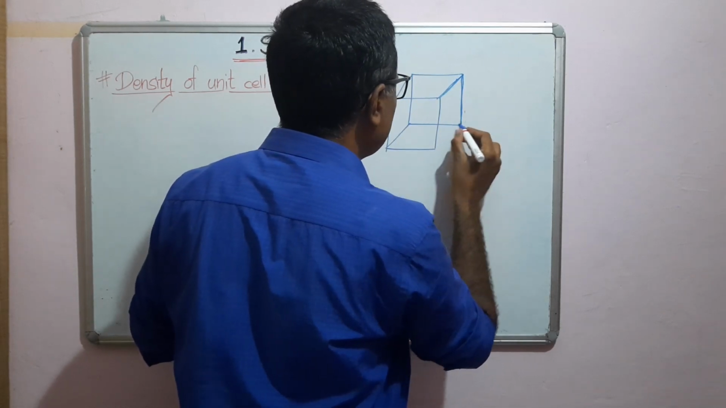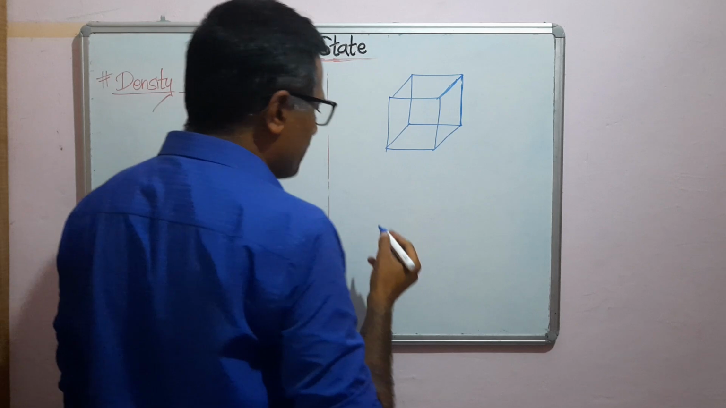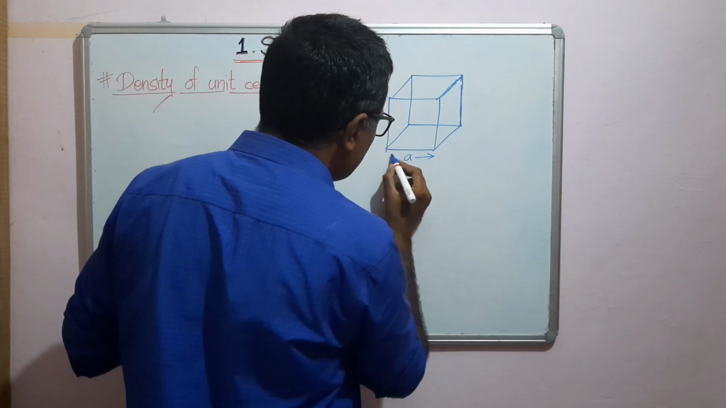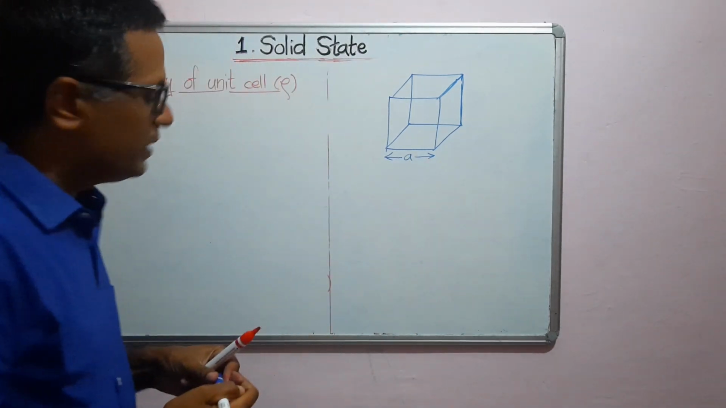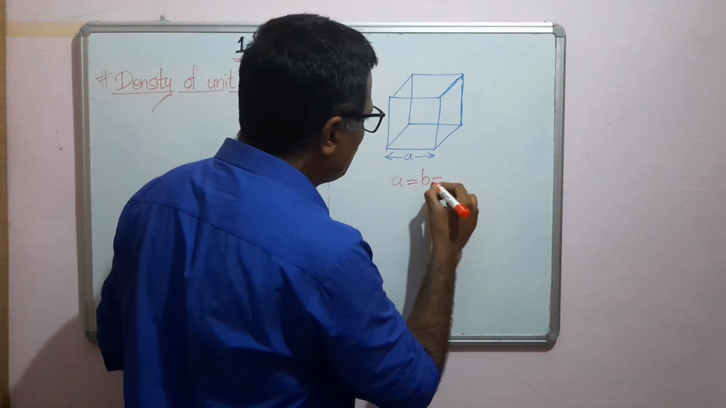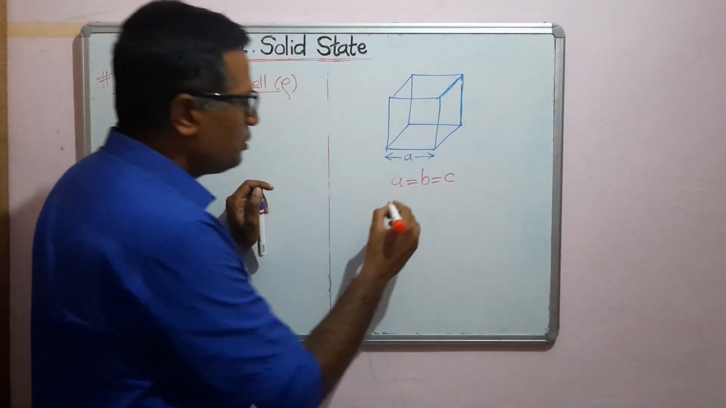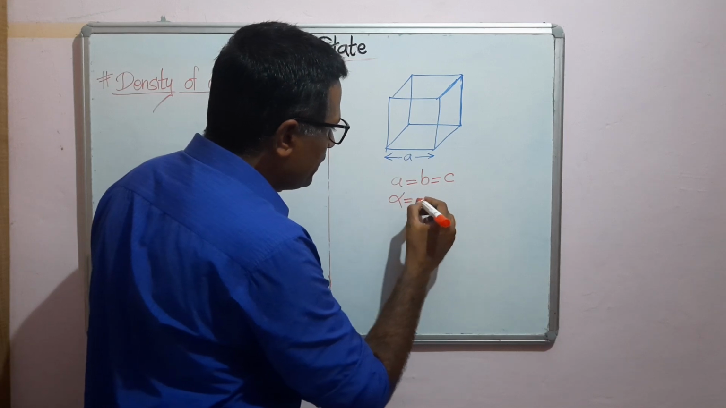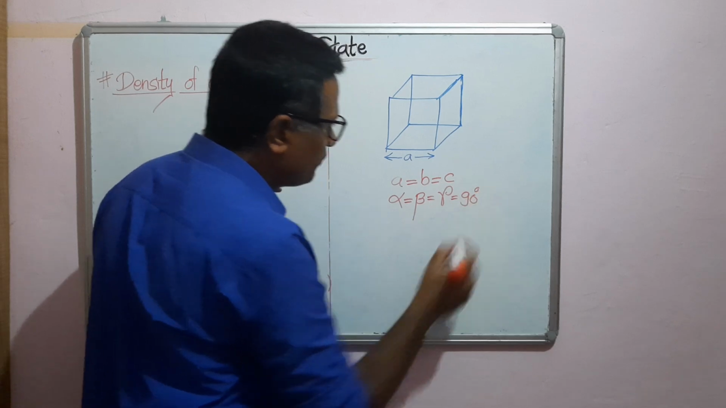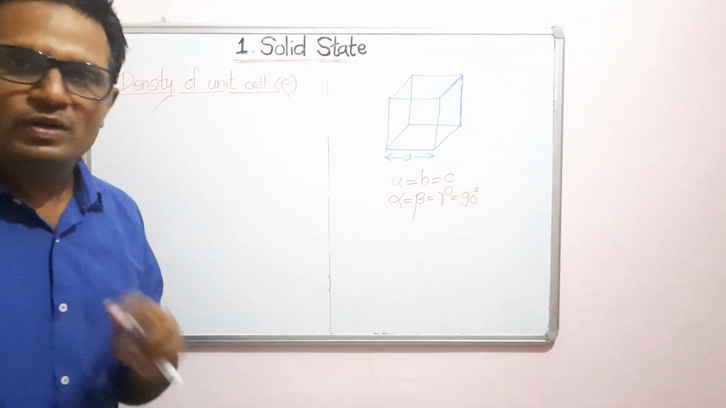This particular system is characterized by two parameters. One is edge length and second one is the angle between the edges. Now in case of cubic system, all edges are of same length, that means a is equal to b and b is equal to c. And the angle between the edges is also the same, that is alpha is equal to beta is equal to gamma is equal to 90 degrees. So this is that cubic system of which density is to be found out today.